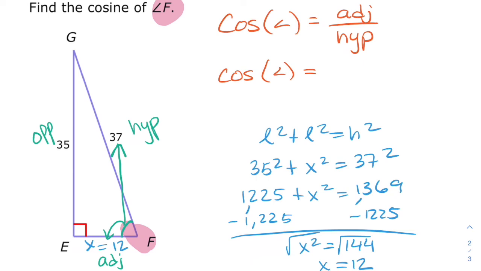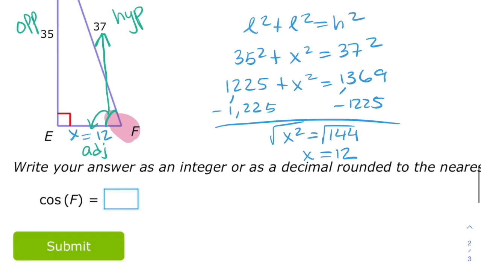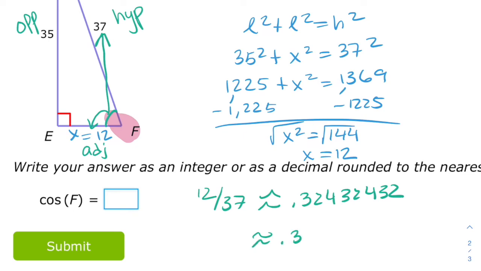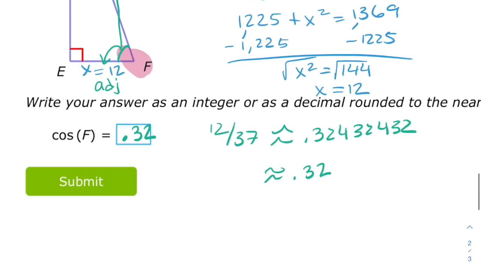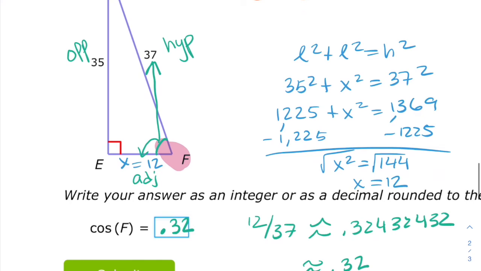So this is a cosine of F, so that's 12 divided by 37. Now in the calculator, we're going to do 12 divided by 37, and we're going to get about 0.32432, which is about 0.32 when rounded to the nearest hundredth, as a decimal.